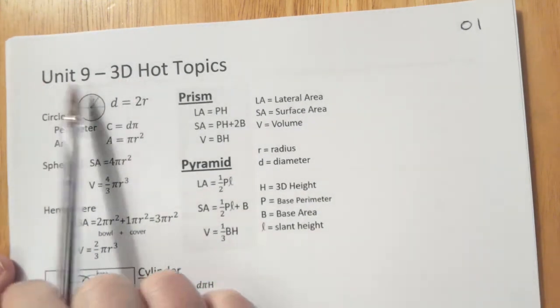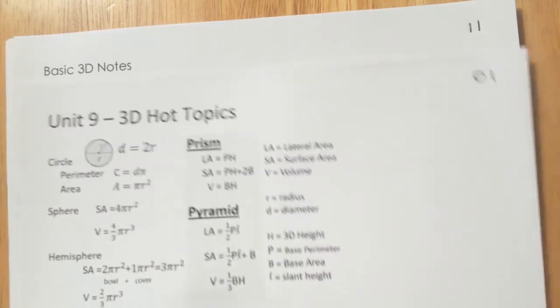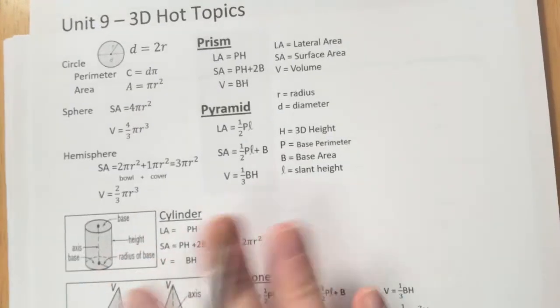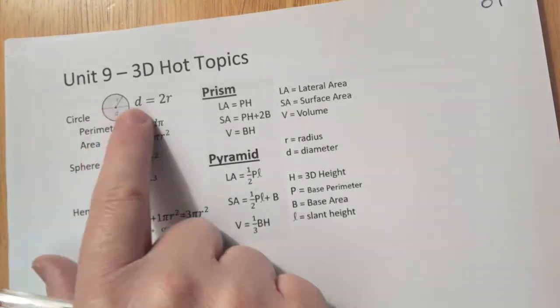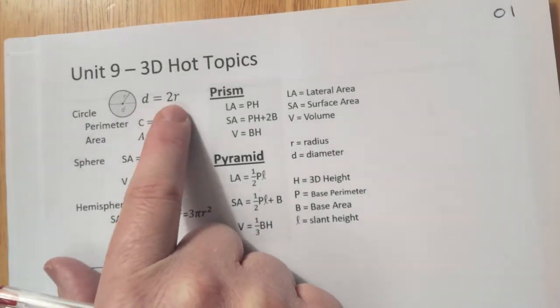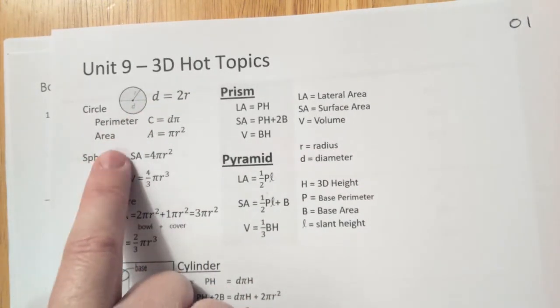We are going to be continuing Unit 9, 3D stuff. So here are the hot topics. Make sure you have this out on your desk the whole time. Notice that for a circle, diameter is equal to 2 times the radius. Those are the pictures. We have the perimeter, we have the area of the circle.